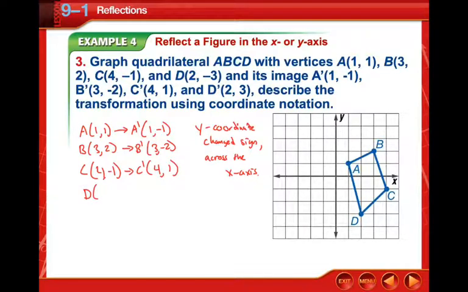D at (2, -3), D prime at (2, 3). So now we're ready to plot out our points. But the same idea applies, right? So A was above the x-axis, now it's 1 below.